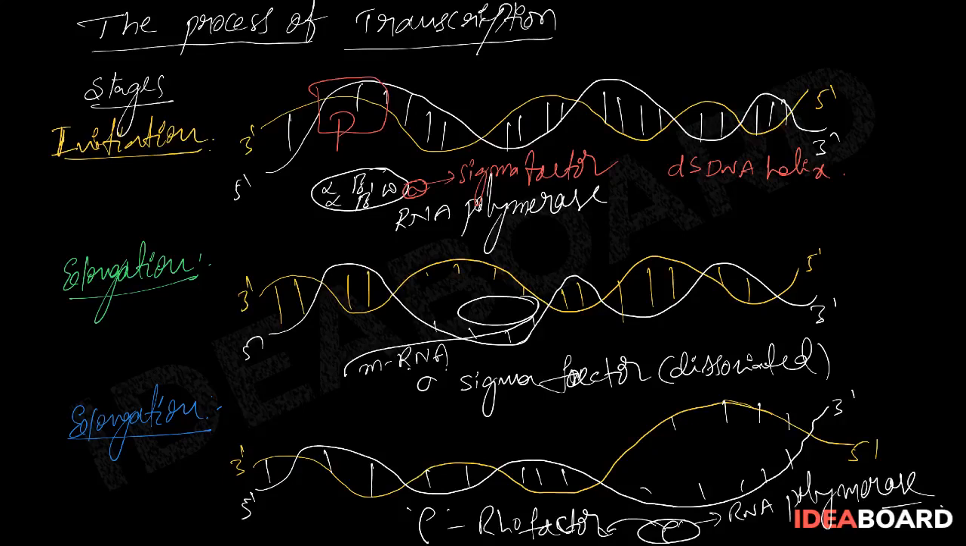In prokaryotes, a single type of RNA polymerase is involved, but in eukaryotes, 3 different types of RNA polymerases are involved: RNA polymerase 1, RNA polymerase 2, and RNA polymerase 3. Both in prokaryotes and eukaryotes, the process is the same.